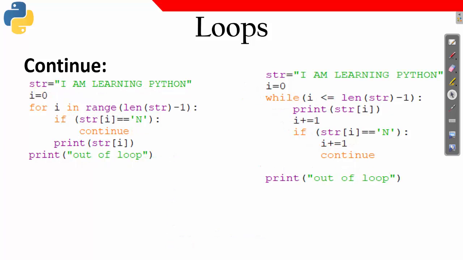Okay. Now again, one more program I am taking for the continue statement. Whenever the ith item is equal to n, I'll be continuing with the next i value, otherwise I'll be printing it.